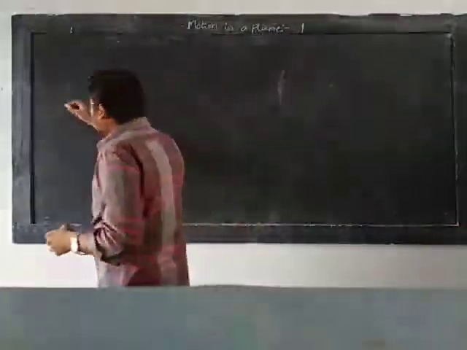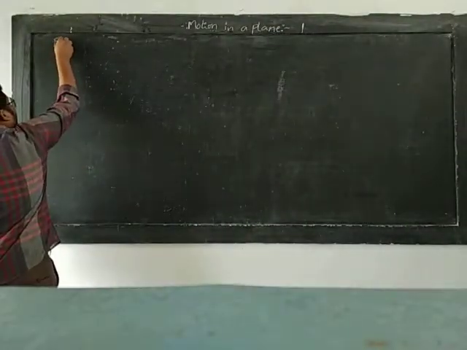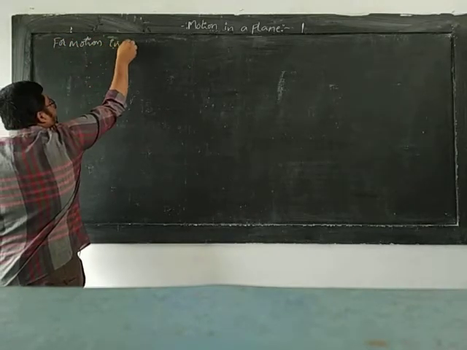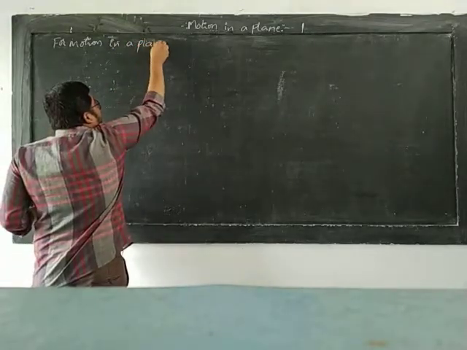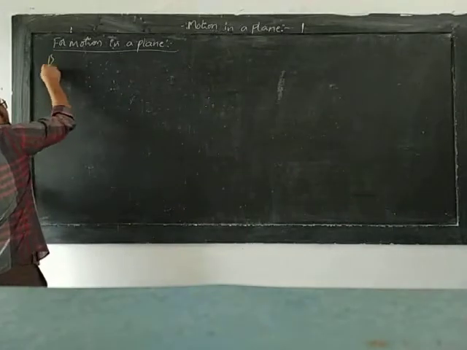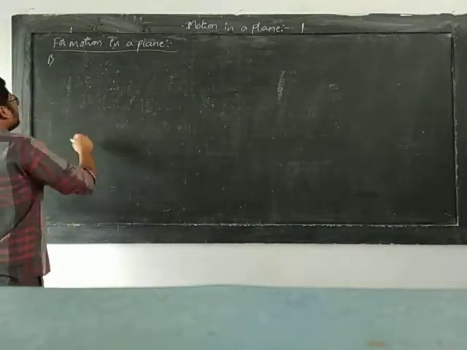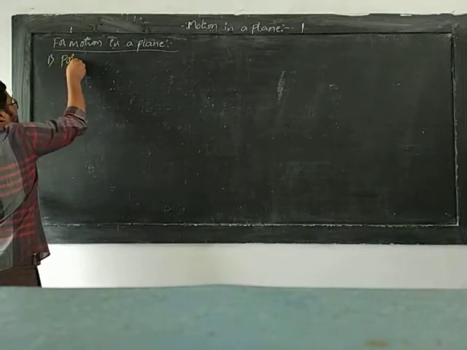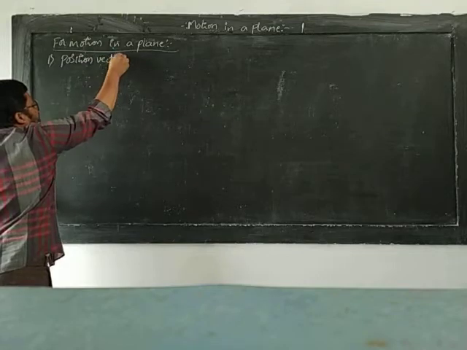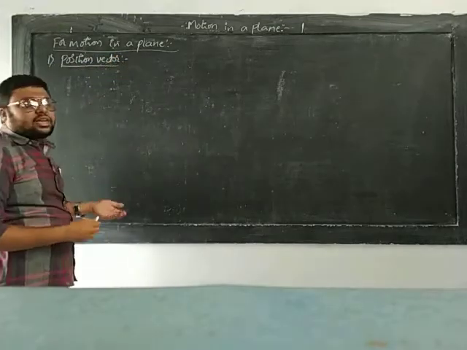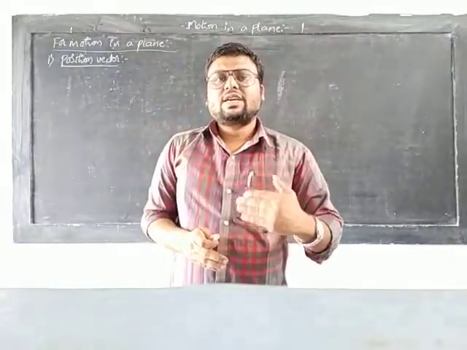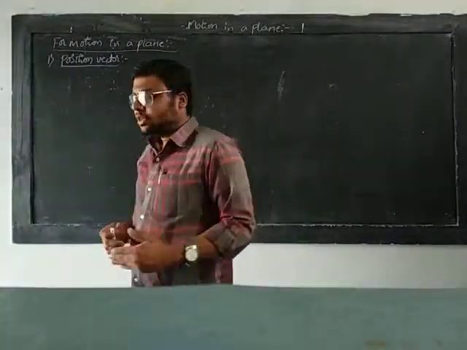Okay. So for motion in the plane, we have some vector concepts. Among that, I will first take into consideration the position vector. Position vector is usually represented with the help of R, small letter R. Okay, vector, small letter R. Right? So look here.